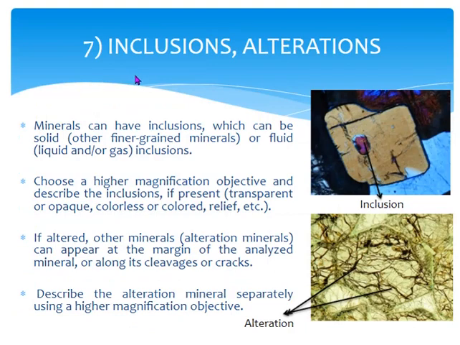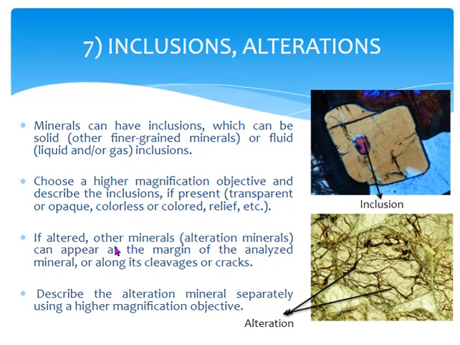Next property under plane polarized light is inclusions or alterations. Minerals can have inclusions, which can be solid, other fine grained minerals, or fluid, liquid or gas inclusions. Inclusions means a mineral or substance present in the mineral or rock which is not the actual composition of the mineral. Choose a higher magnification objective and describe the inclusion if present: transparent or opaque, colorless or colored, relief, etc.